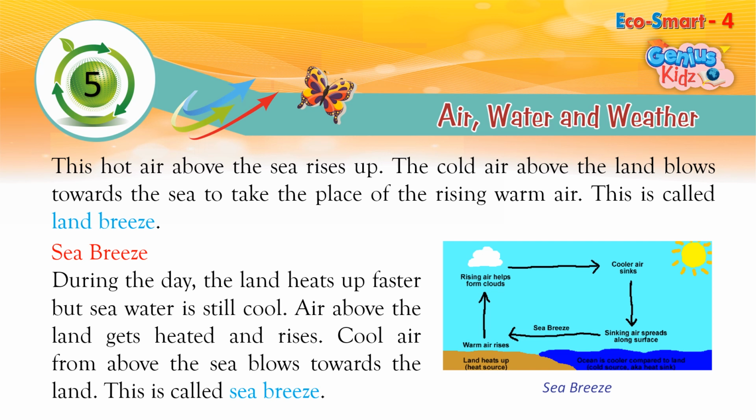Sea breeze. During the day, the land heats up faster, but sea water is still cool. Air above the land gets heated and rises. Cool air from above the sea blows towards the land. This is called sea breeze.